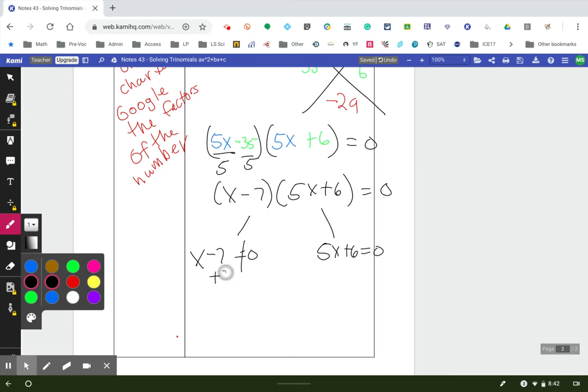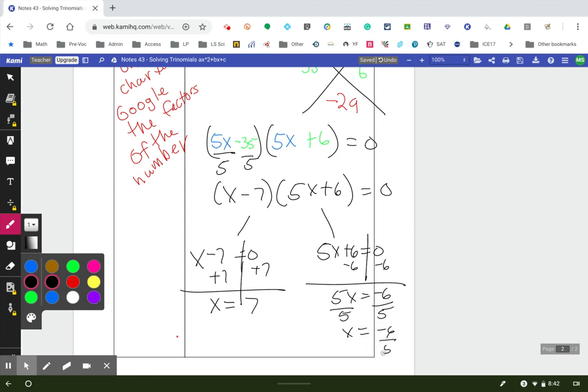So I'm going to add 7. And I get x equals 7. And over here, I'm going to subtract 6. 5x equals negative 6. And divide both by 5. X equals negative 6 over 5, which means my answer is 7 comma negative 6 over 5. So those are your two answers.